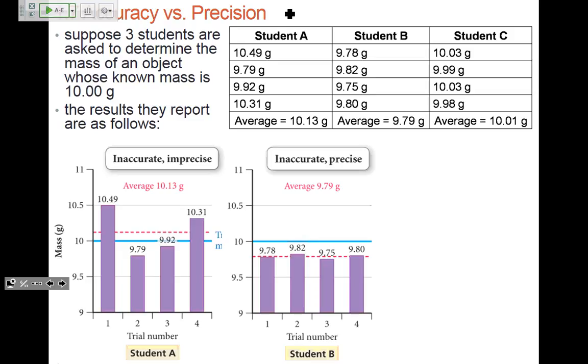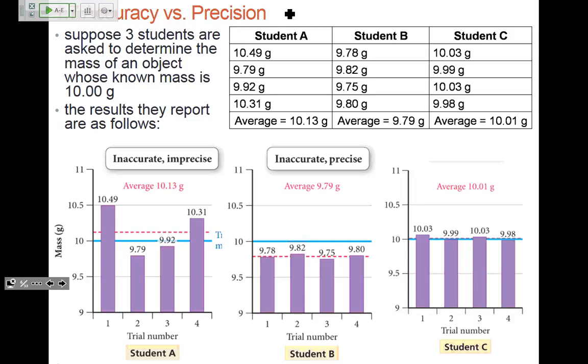While student A might be using sloppy technique, they might not be letting their instrument equilibrate before they write down their numbers. So you know how when you step on a scale and it jumps up and then goes back down and then finally gets to your weight, maybe they took the measurement right away. So maybe they were sloppy there. But student B might just have an uncalibrated instrument. So they're getting the same number, but it's not accurate, whereas student C is completely accurate and precise.